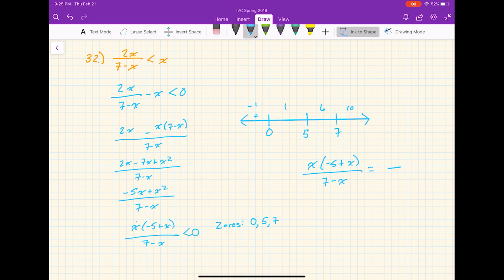So now I'm going to put in 1. Well, that's positive here. This will still be negative, so I'm going to get negative on the top. And this will still be positive on the bottom. So this is going to be negative for this portion of the function.